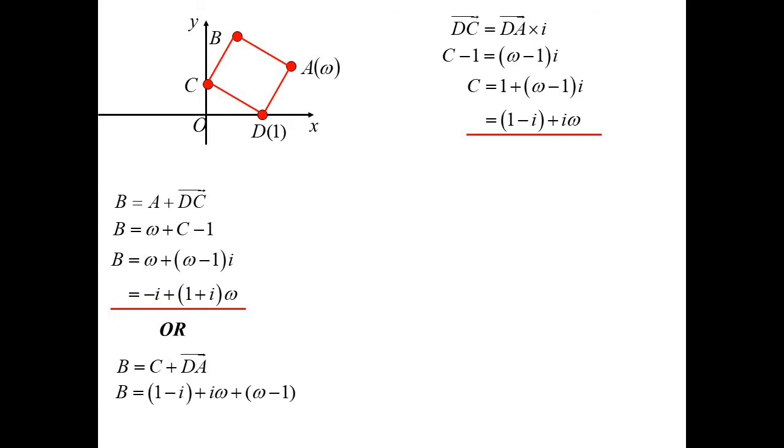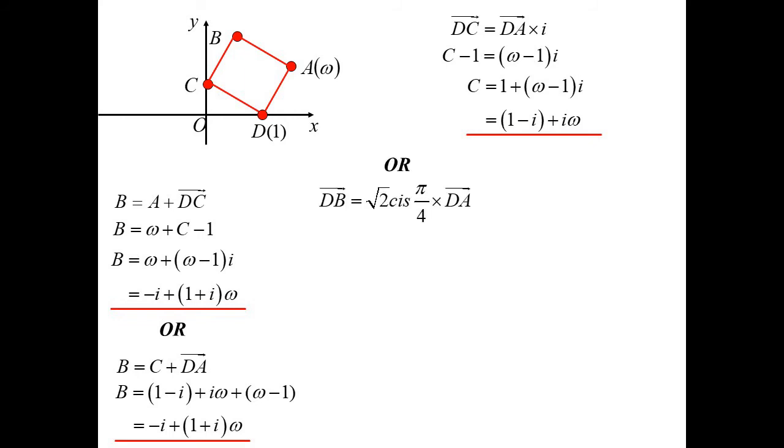Well, the point C we worked out was 1 minus I plus I omega, and we're going to add DA, head minus tail. DA is omega minus 1. All right, let's play around with that, and we get the same answer. There's another way I could do it.